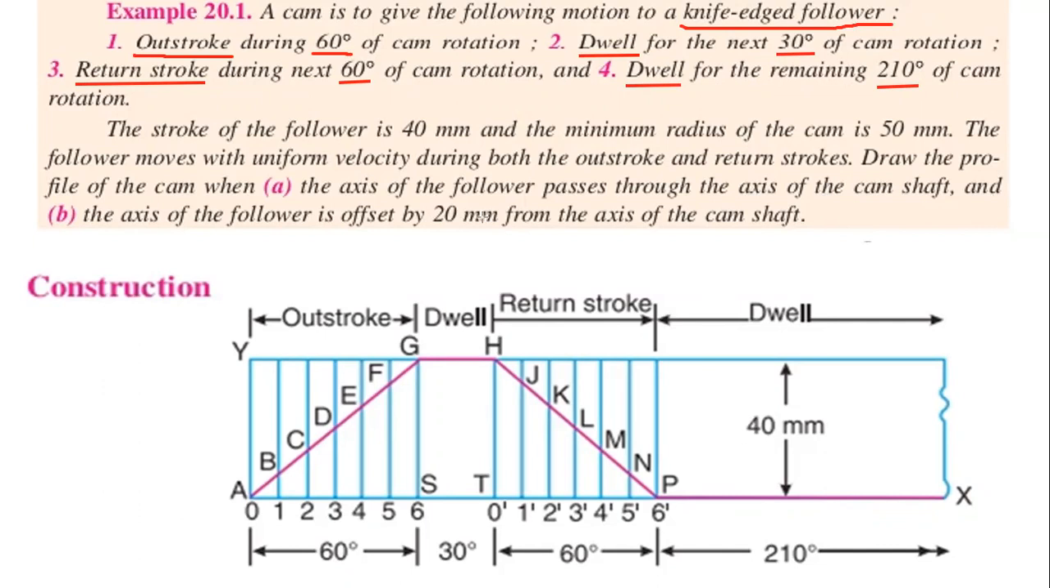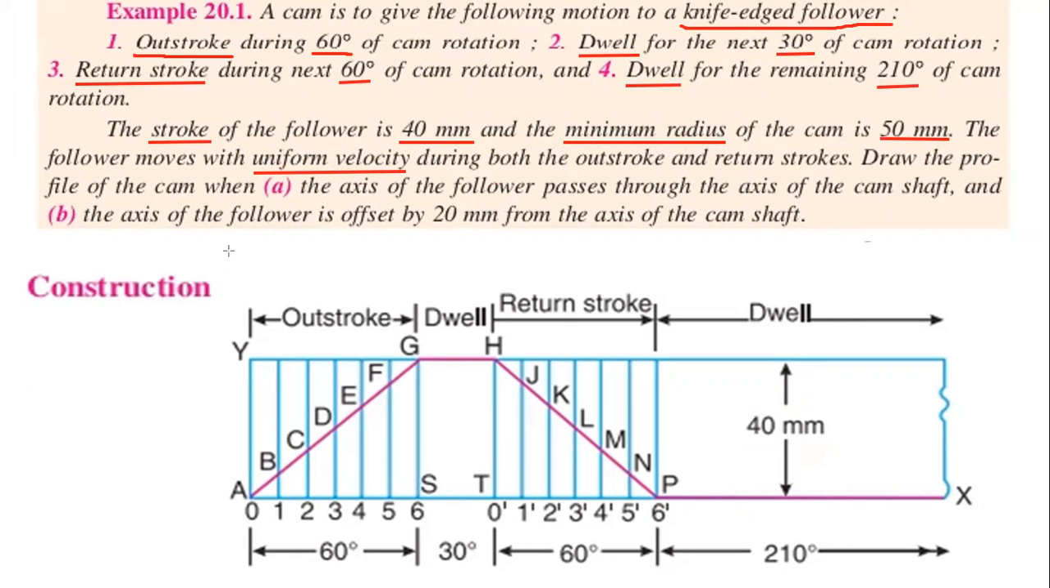In this question they are not asked, and next the information is that the stroke of the follower is 40 mm. So the stroke, capital S, is given as 40 mm. Next, the minimum radius of the cam is 50 mm. Next we are going to draw the cam, which has a radius of 50 mm. The follower moves with uniform velocity, so the motion of the follower is uniform velocity motion during both the outstroke and the return stroke.